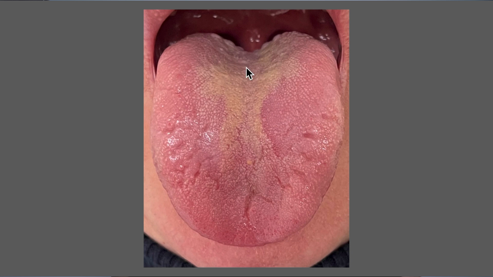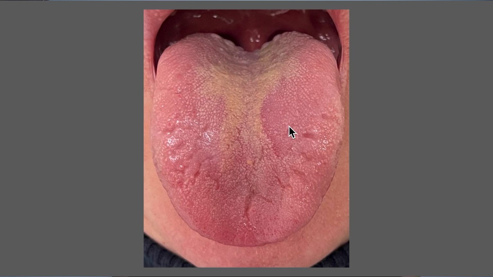As always, we begin with the coating, and we can see that this coating is yellow, thick, dry, and old. And this indicates accumulation of phlegm heat. Now, the coating is also partially peeled, as you can see here. And this indicates stomach yin and kidney yin deficiency.